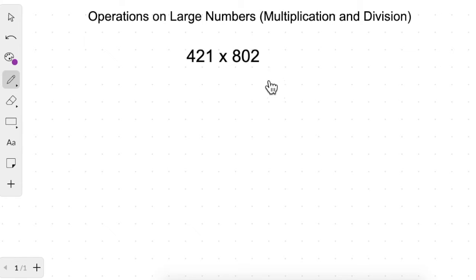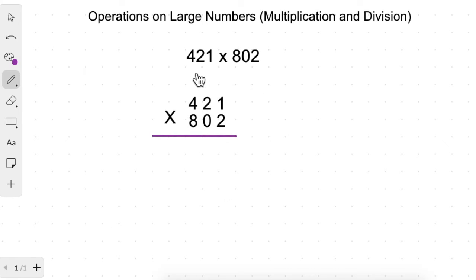So you can even see, children, that we can find the answer of this multiplication by adding 802, 421 times. We'll have to keep adding 802 many times and then add them up, because this is what 421 times 802 means. But instead of doing that, let us see how we can do it in an easy way.